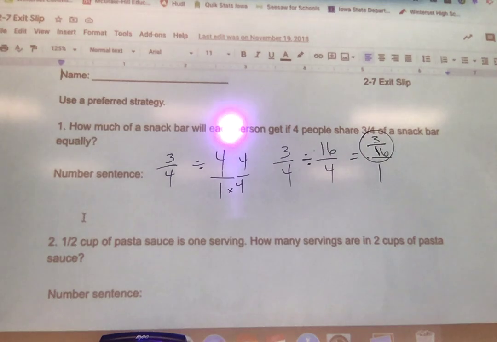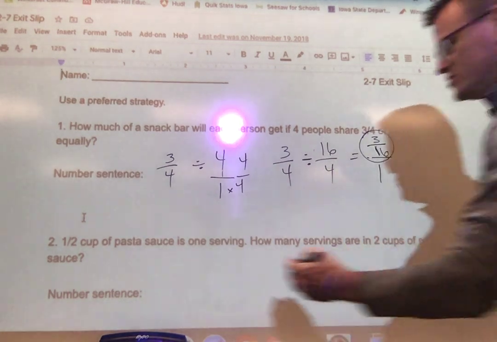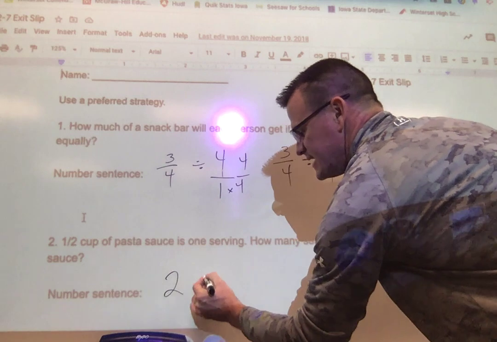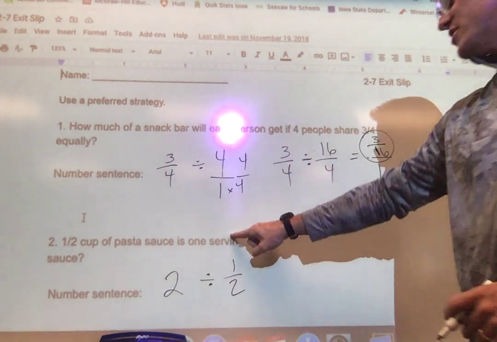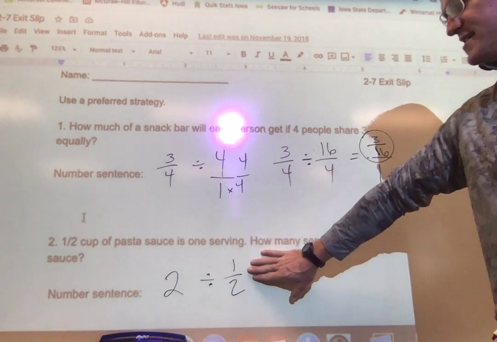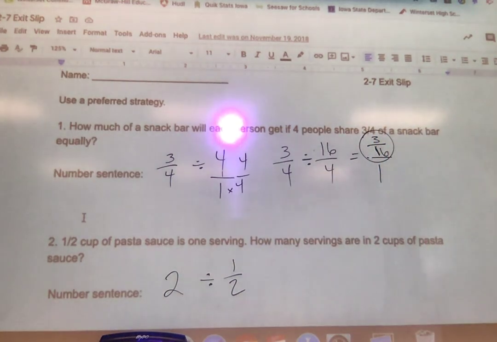Okay, number 2 is a little bit different situation. It says we have 1/2 cup of pasta sauce, and that's 1 serving. That'll serve 1 person, a 1/2 cup of pasta sauce. How many servings are in 2 cups of pasta sauce? Okay, so again, we're dividing. We're going to be dividing this up into groups, but this time, how many servings are in 2 cups? I'm starting with 2 cups, and I'm going to divide that up into groups of 1/2, because I know a 1/2 will serve 1 person. So my group size in this case, my divisor, is 1/2. So 2 cups, divide that into groups of 1/2s.